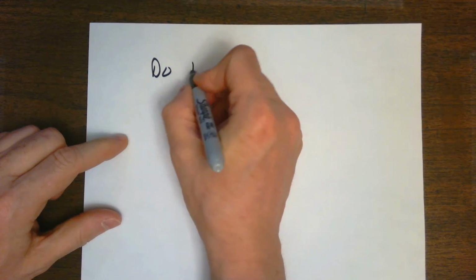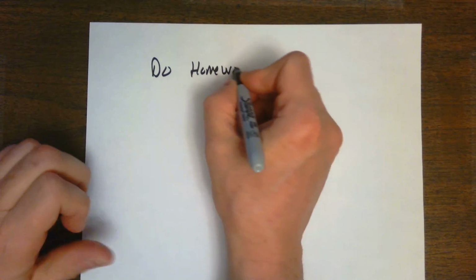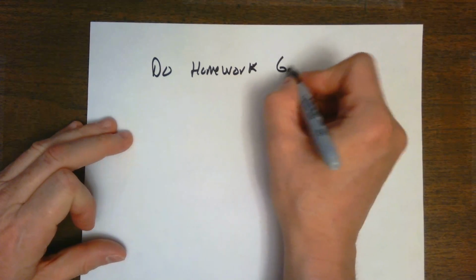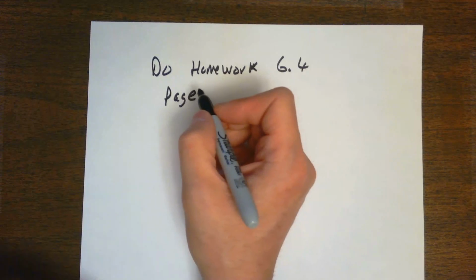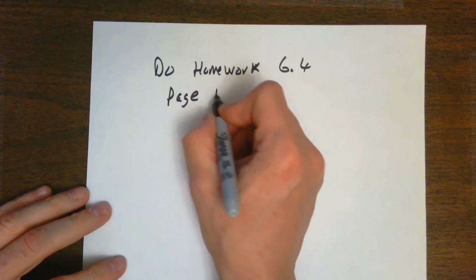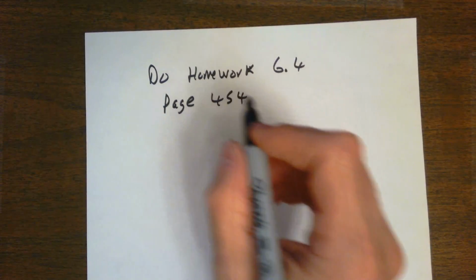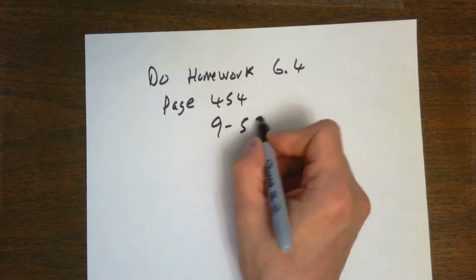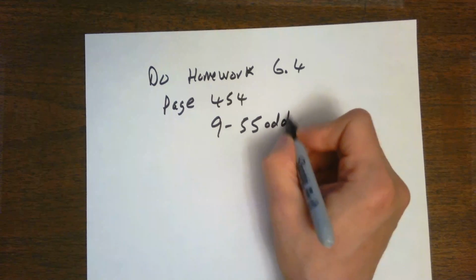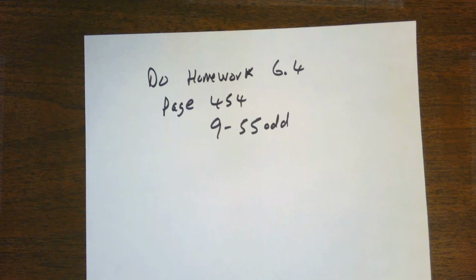So what I'd like you to do now is to do the homework 6.4, which starts on page 454, and I want you to do problems numbers 9 through 55 odd. And what are you going to see there? Well, 9 is a concept question asking to complete a statement about natural logs.